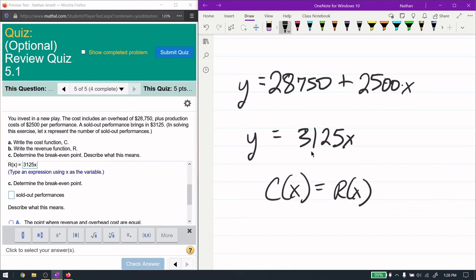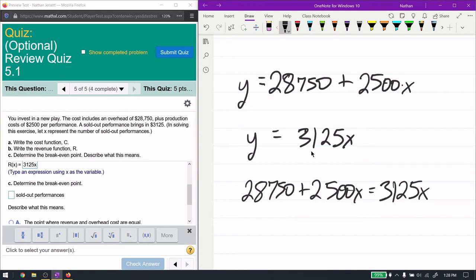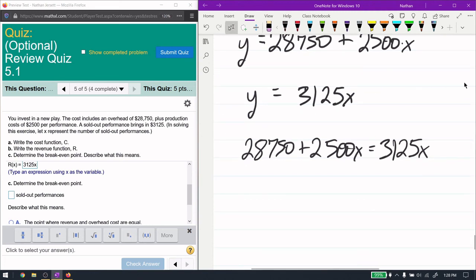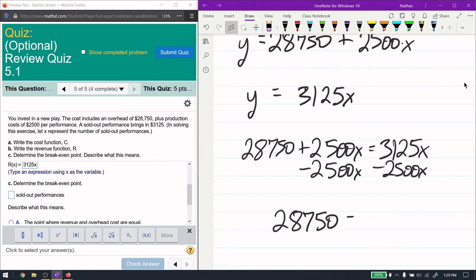We already have this solved for Y, so substitution is about the easiest thing we can do here. Set them equal to each other. We have 28,750 plus 2,500X equals 3125X. Now I have one variable, one equation, so I can solve this for X. I'm going to subtract 2,500X from the right-hand side. That gives me 28,750 equals, this should just be 625X, I think.